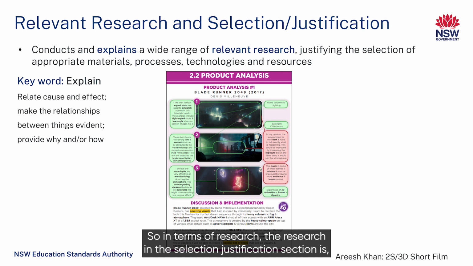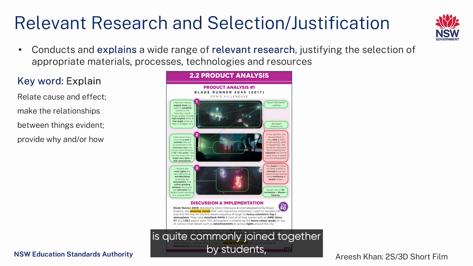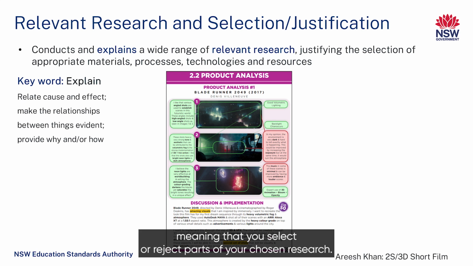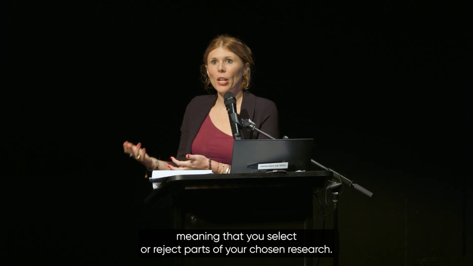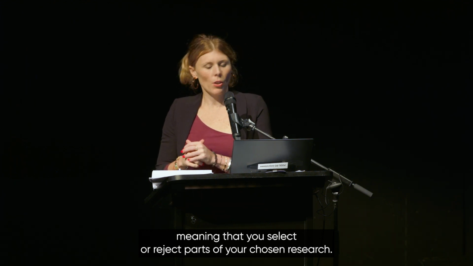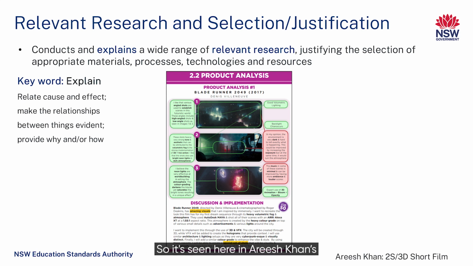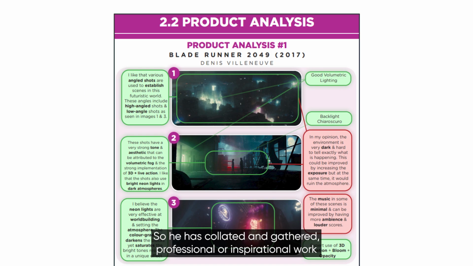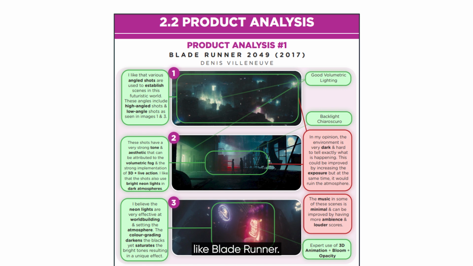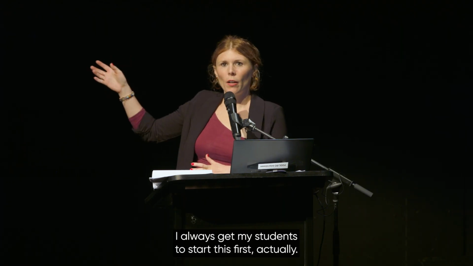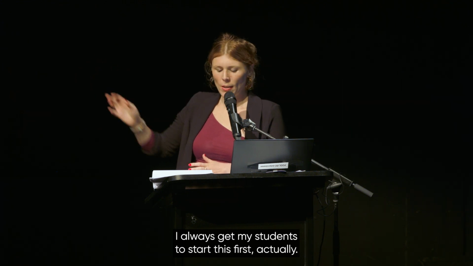So in terms of research, the research and the selection justification section is quite commonly joined together by students, meaning that you select or reject parts of your chosen research and then secondly justify why. So it's seen here in Areesh Kane's discussion and implementation. So he has collated and gathered professional or inspirational work like Blade Runner, and he's got really good analysis of it. It's the initial part, I think. I always get my students to start this first, actually.